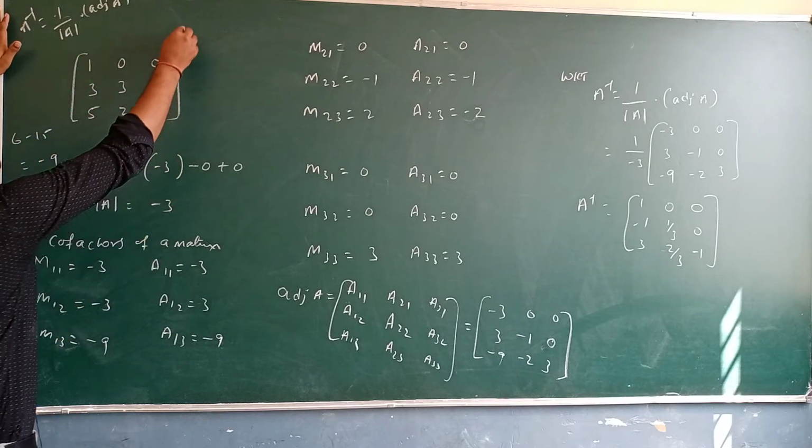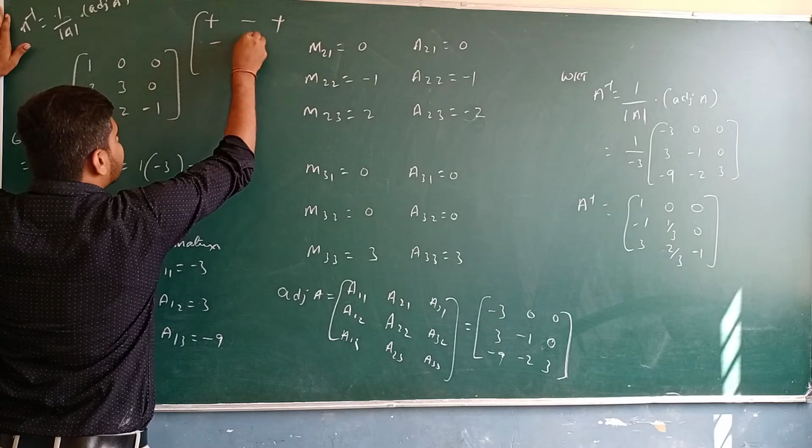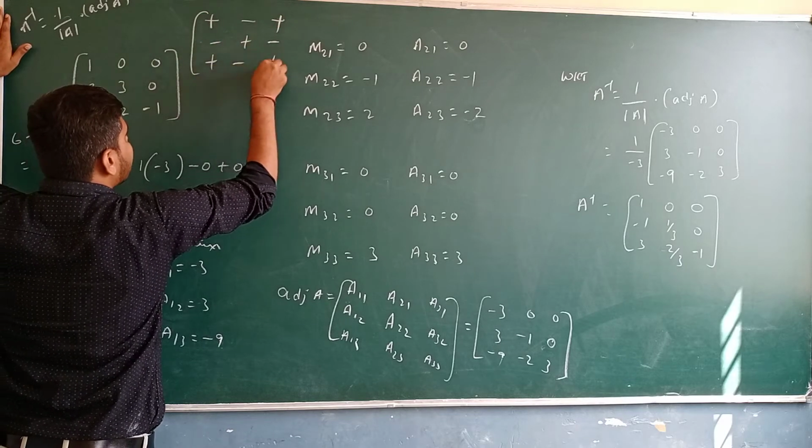What will the signs be? Consider the 3 cross 3 matrix: the sign pattern is going to be plus minus plus, minus plus minus, plus minus plus.